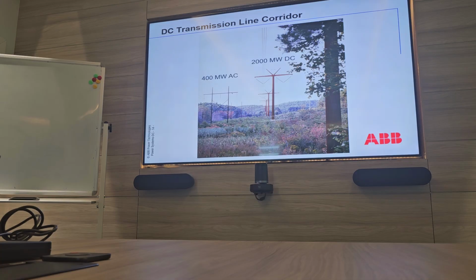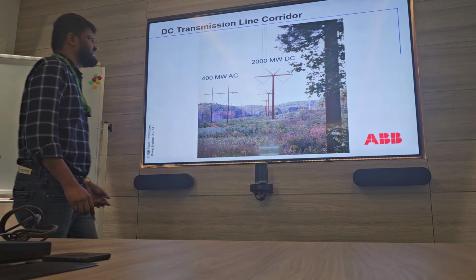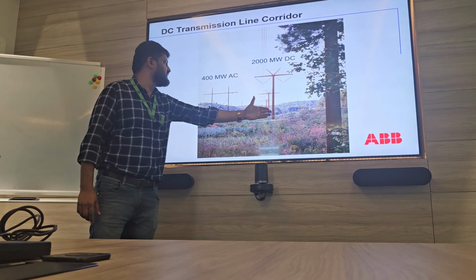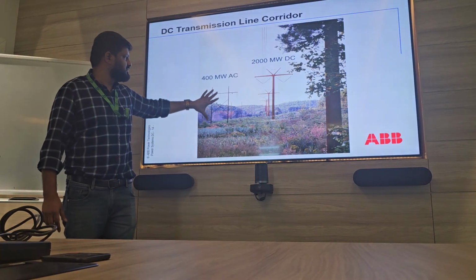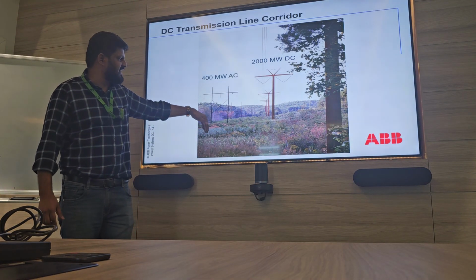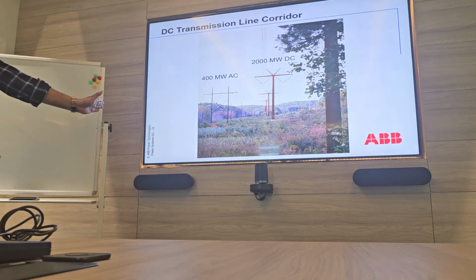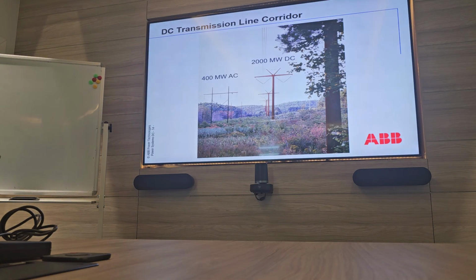This just shows how this corridor looks, with lines and towers for 2000 megawatt and 400 kV. It only takes huge right-of-way lands. So towers and equipment are more in the AC transmission line compared to DC. Towers for HVDC are always monopole? No, it can be monopole, it can be bipole, any configuration.